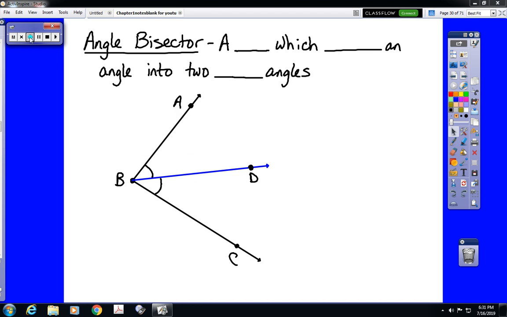This is the final video for Chapter 1, Section 4 of your McGraw-Hill Geometry textbook. It will cover the final term in the section, which is the term angle bisector, and then we'll have a couple of examples of how to use that term.